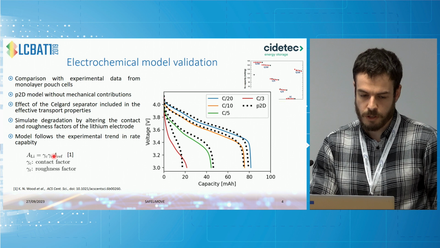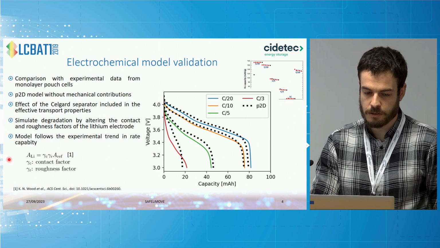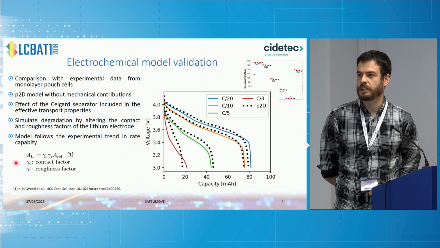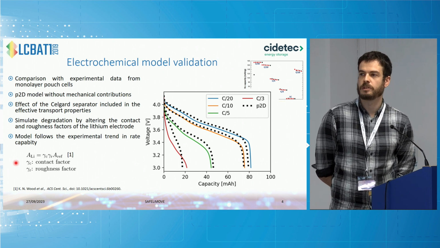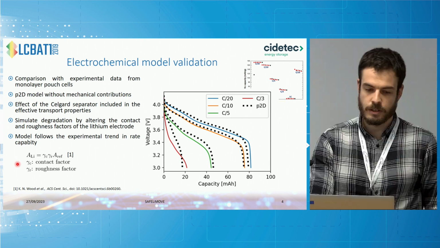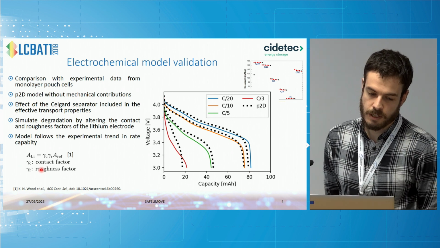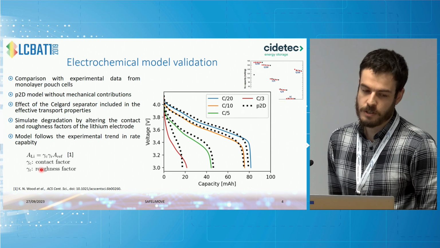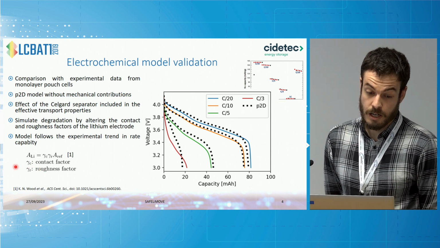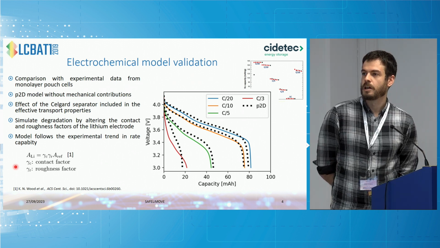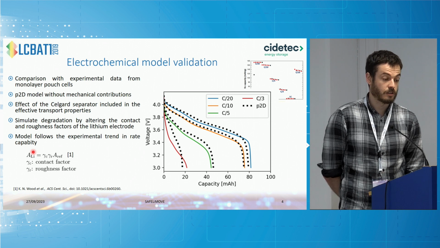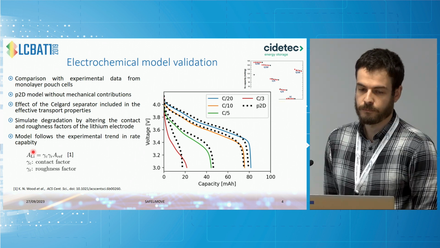So in our model we have also included a factor that takes into consideration the inefficient or inhomogeneous contact surface between the lithium anode and the actual polymer separator. So we have included these contact and roughness factors that simulate the roughness of the surface and the actual contact between the lithium and the solid electrolyte, which actually decrease the effective area for electrochemical reaction in the model.